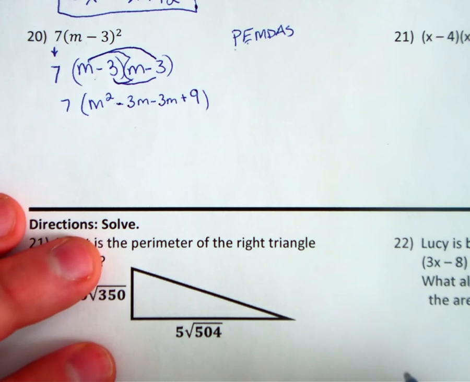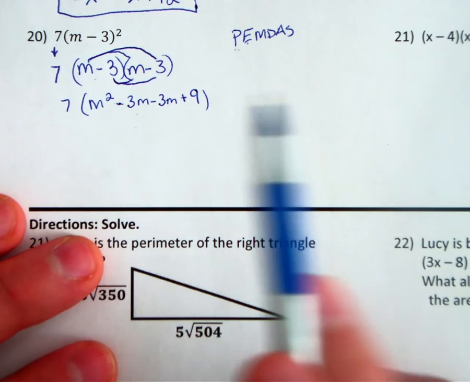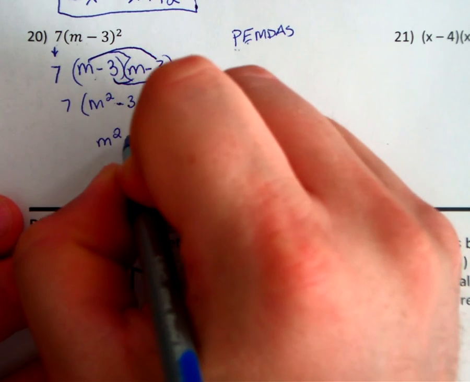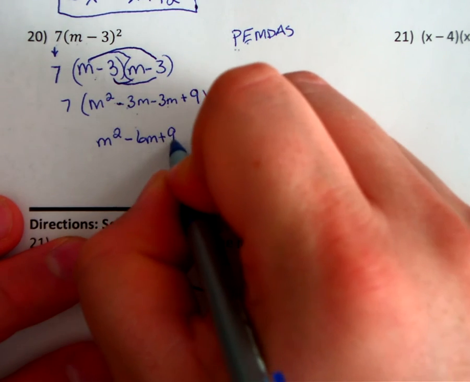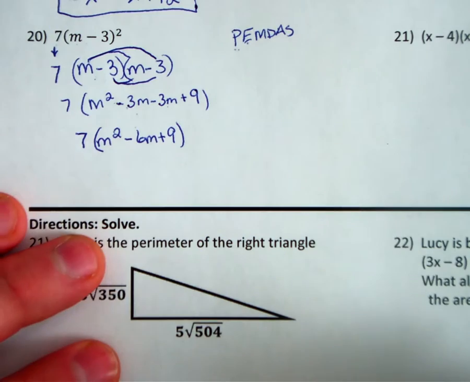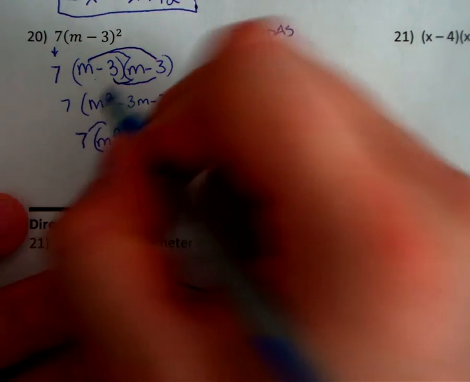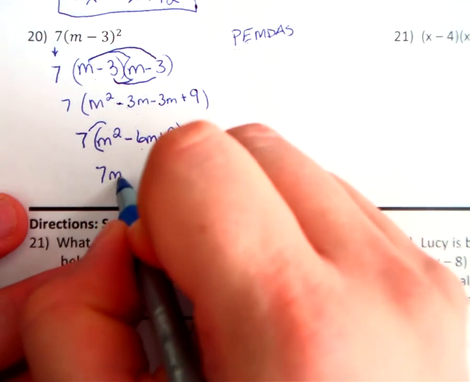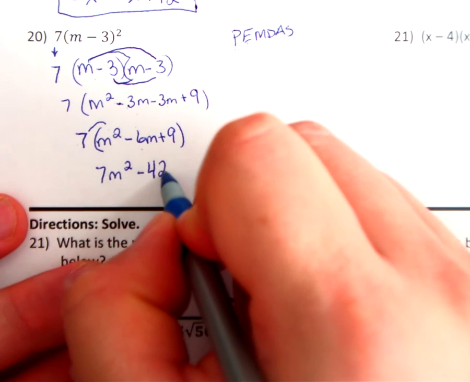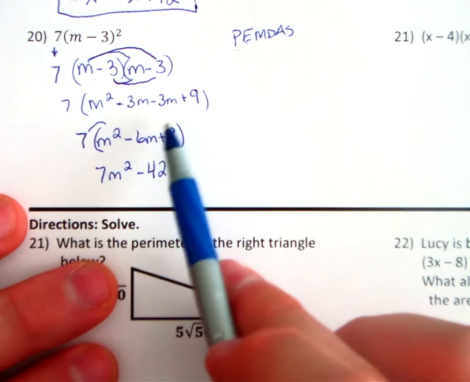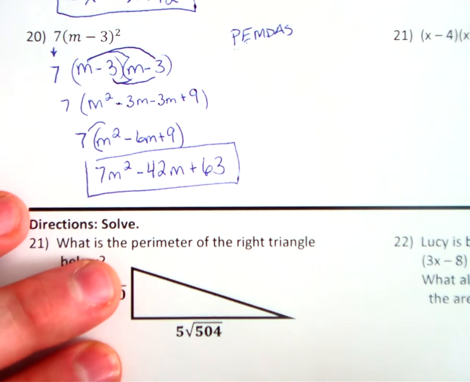Now, we could certainly distribute from this point, but it makes sense to follow our order of operations. We now have stuff that we can clean up in the parentheses, so we're going to do it. M squared, negative 3m minus 3m is minus 6m plus 9. So now we have a monomial times a trinomial, and we're simply going to distribute. 7 times m squared is 7m squared. 7 times negative 6m is negative 42m. 7 times 9 is positive 63. And we're done with that question.